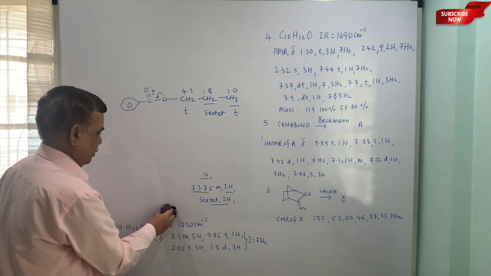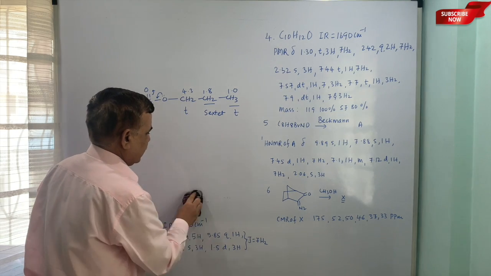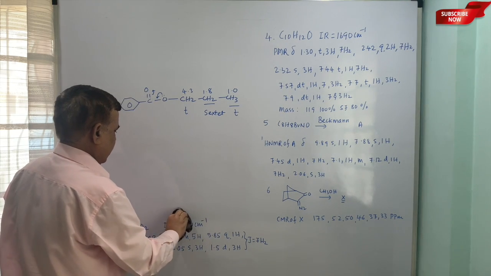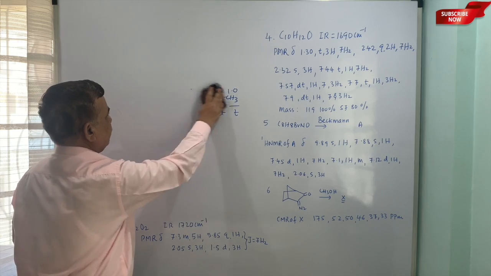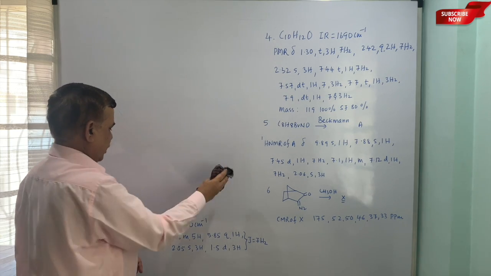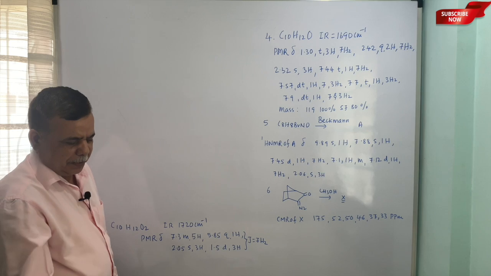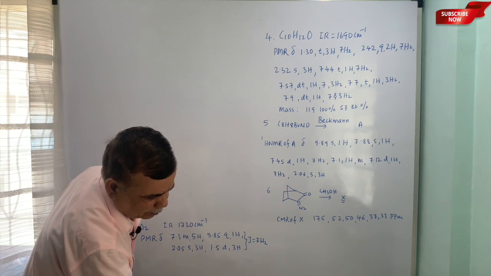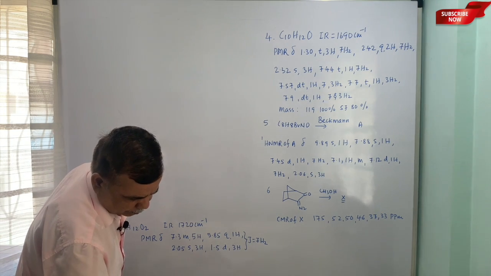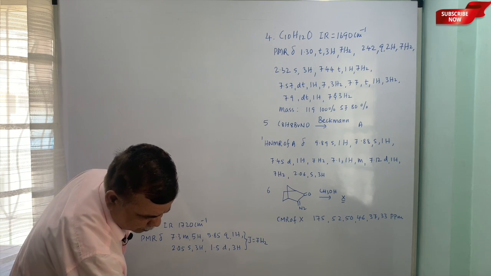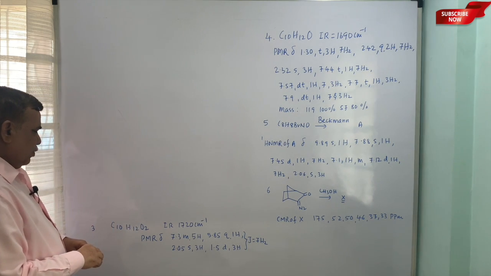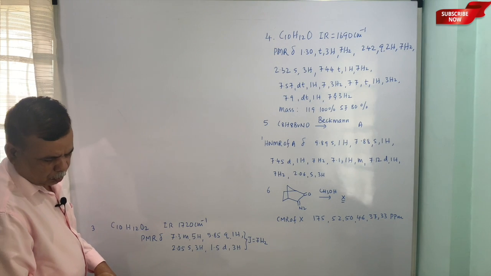Okay. 1720 is the ester, because it is a conjugated one. So from 1735 it is coming at 1720, a little deshielded. Okay. Next one is C10H12O2.